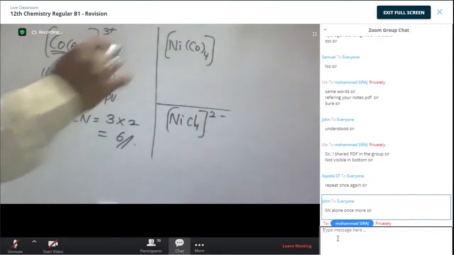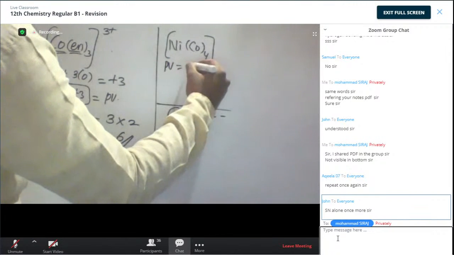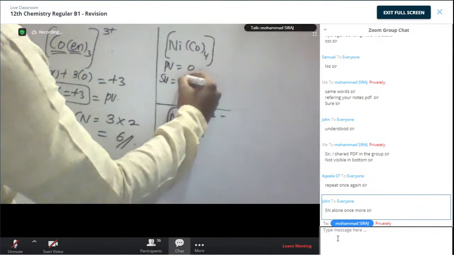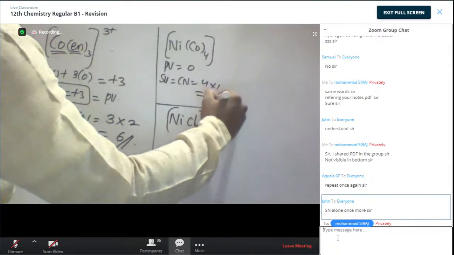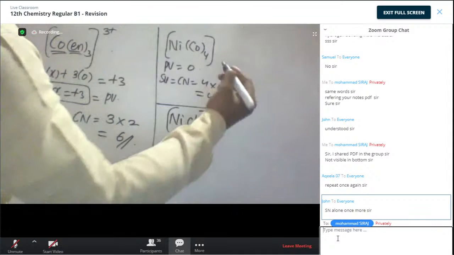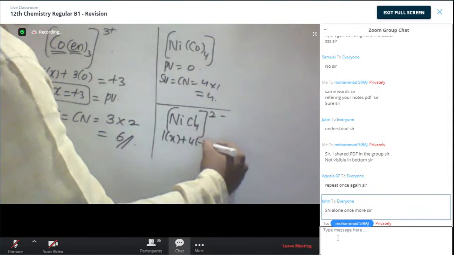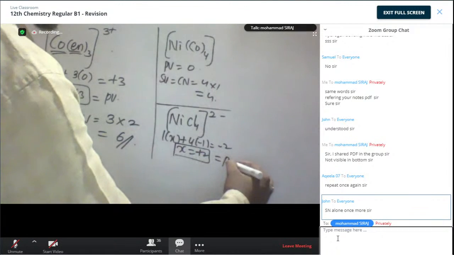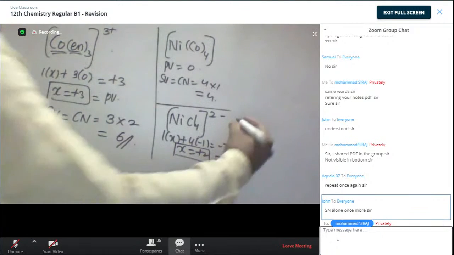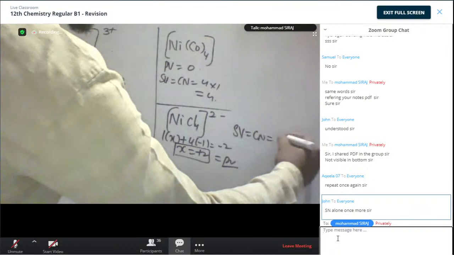Okay, now see here. If you are taking here, primary valency is equal to 0. Secondary valency, coordination number, is 4. Why? Because it is a monodentate ligand. 4 ones are 4. Here 1 into X, 4 into minus 1 is equal to minus 2. X value is plus 2. Primary valency is plus 2. From this one, secondary valency, coordination number, is 4.